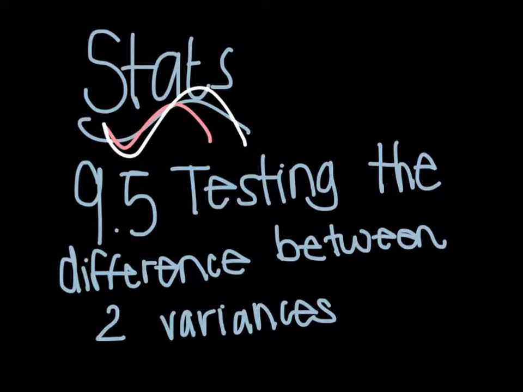9.5, testing the difference between two variances. A random sample of the average gas prices in Oregon and Washington is listed below. At the level of significance of 0.05, can it be concluded that there is a difference in variances in average gas prices between the two states? Use the traditional method.